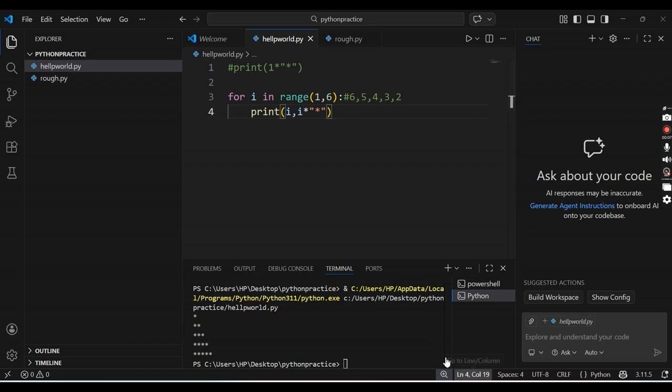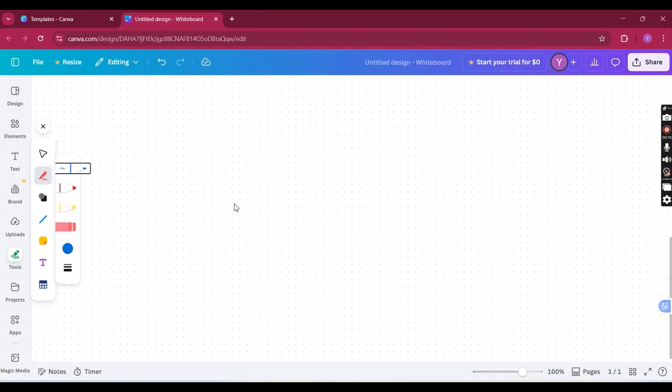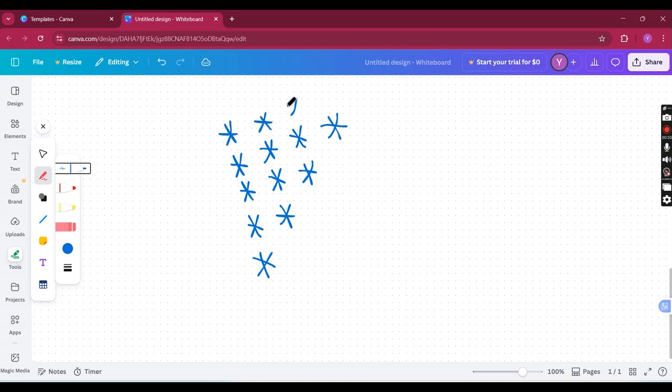Okay, so now what you need to know is, if we invert that pattern, for example, at first there was one star, but we will not do that. We will make this star at last, and we will invert it like this. Then how could we get this pattern? I'm trying to figure out how we could get this pattern.